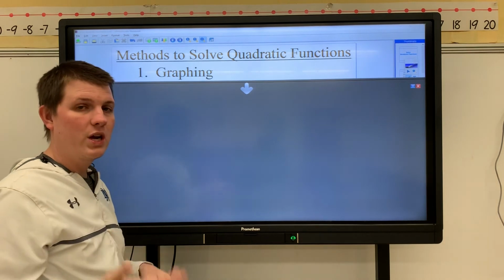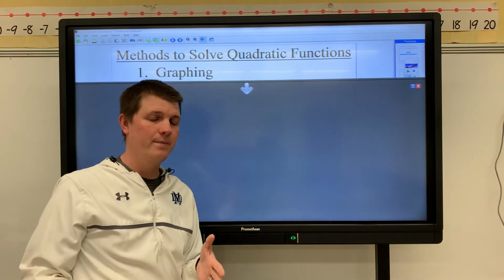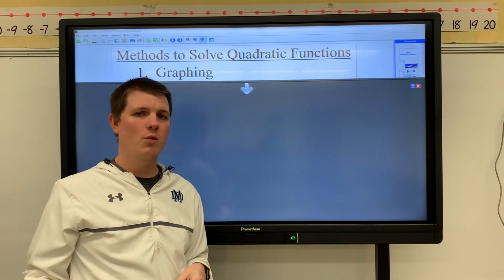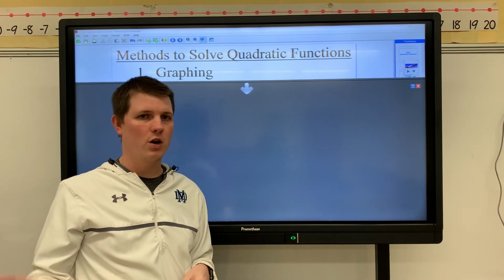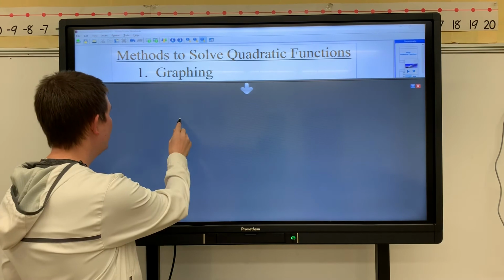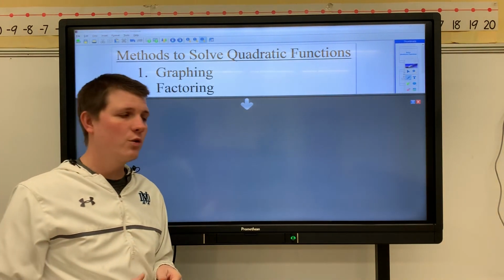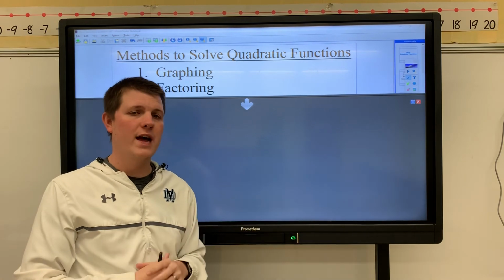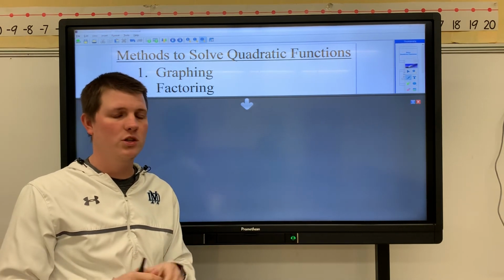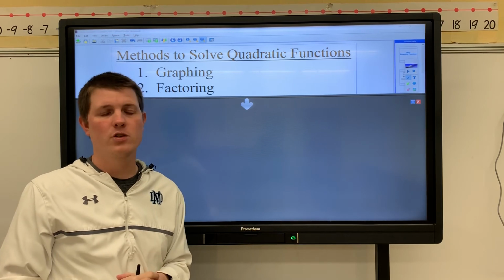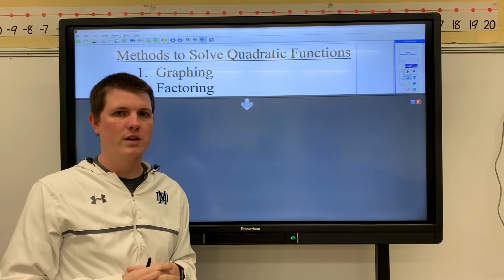The first method is called graphing. You will take a quadratic function, you will graph it, and then based upon what the graph looks like, you will be able to figure out what the solutions or the roots are. The second method is by factoring. Those of you who are good at factoring, we just spent a whole long time factoring, didn't we? If you can factor, this method will be very, very easy for you. You have to be able to factor, but if you can factor, you should not have any problems.